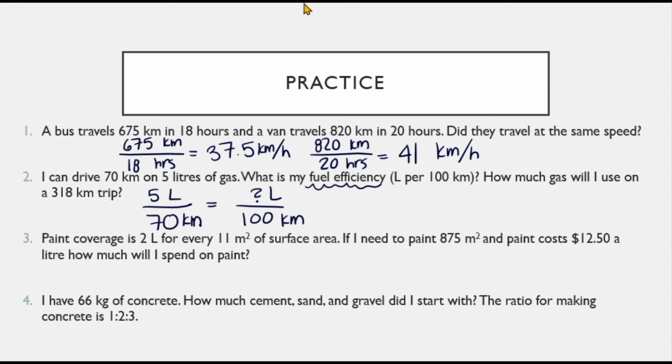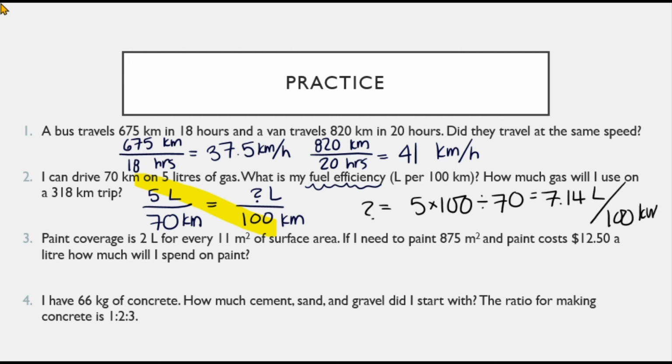Okay, so we're ready to magic banana. We take the two numbers, so 5 times 100 divided by the leftover 70 will give our answer. So the question mark is going to equal 5 times 100 divided by 70, which is 7.14 liters per 100 kilometers.